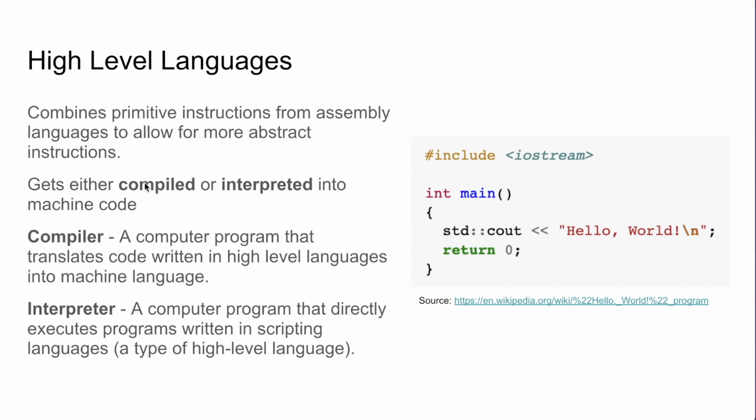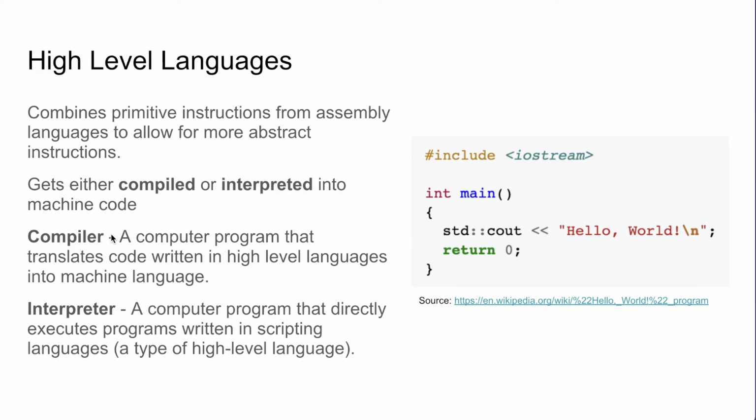And to do that, it would use the compiler, which is a computer program that translates code written in high-level languages into machine language. But we also have what are called interpreted languages. And interpreted languages are going to be things like Python. In an interpreted language, you don't have a compilation step.